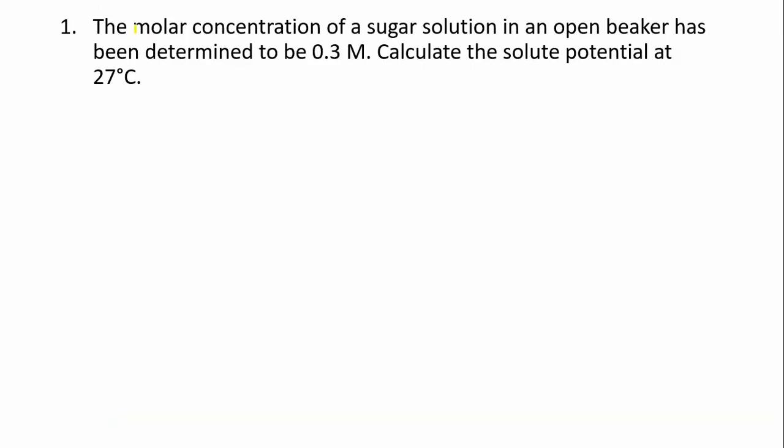All right, so we have our first problem. The molar concentration of a sugar solution in an open beaker has been determined to be 0.3 molar. Calculate the solute potential at 27 degrees Celsius. If we're calculating a solute potential and we have a concentration, that means we are likely going to be using this formula. So let's see. We always have R because it is a constant.